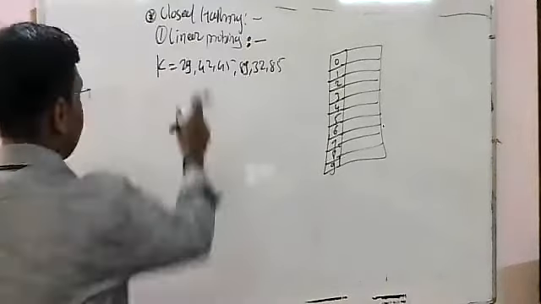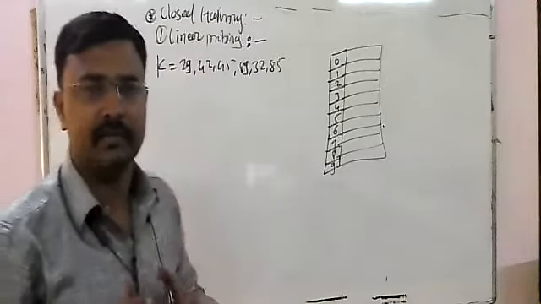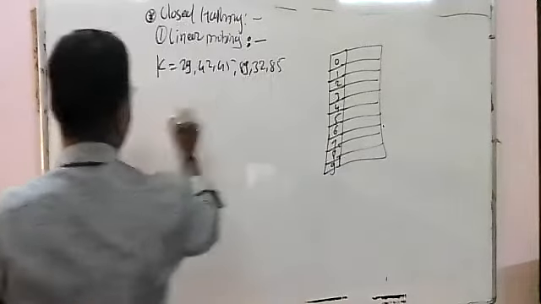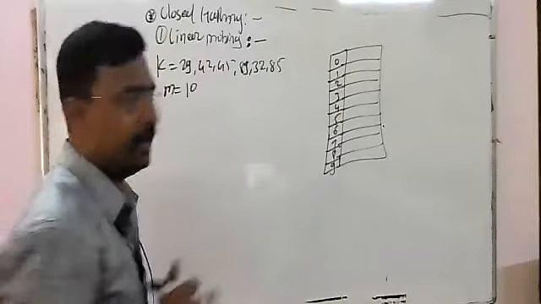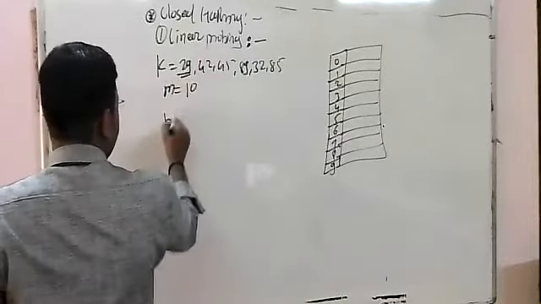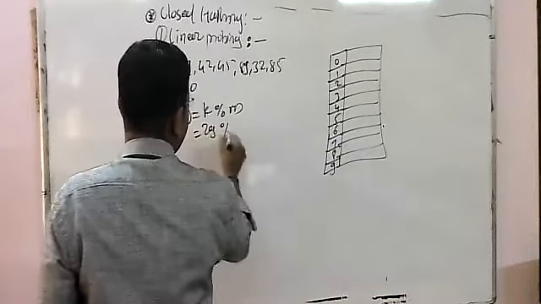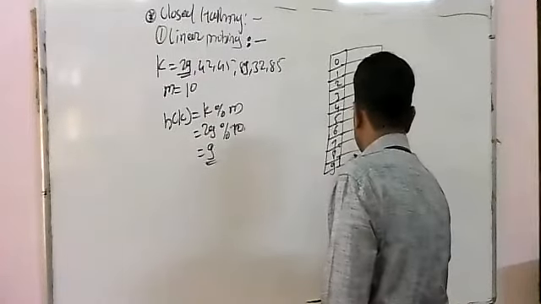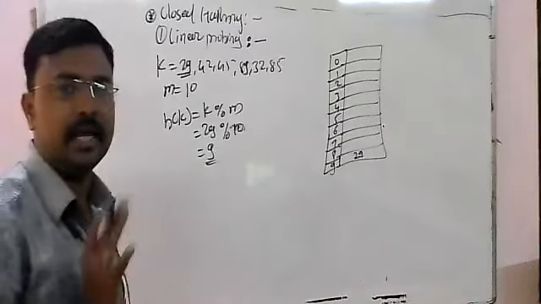Now in linear probing, first we apply the same technique. We have to calculate the index value first, where m is equal to 10, the size of the table. Now for 29, h of k is equal to k mod m, so 29 mod 10 is equal to 9. The index value is 9, so we are going to insert 29 at position 9.